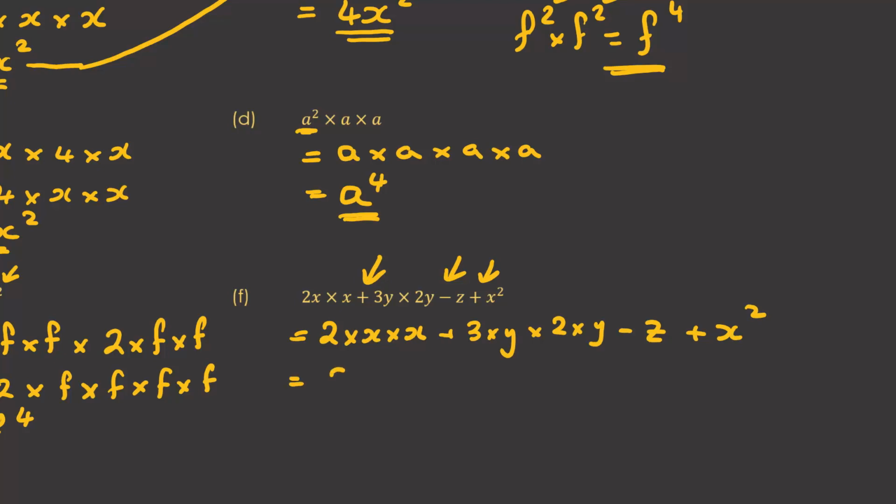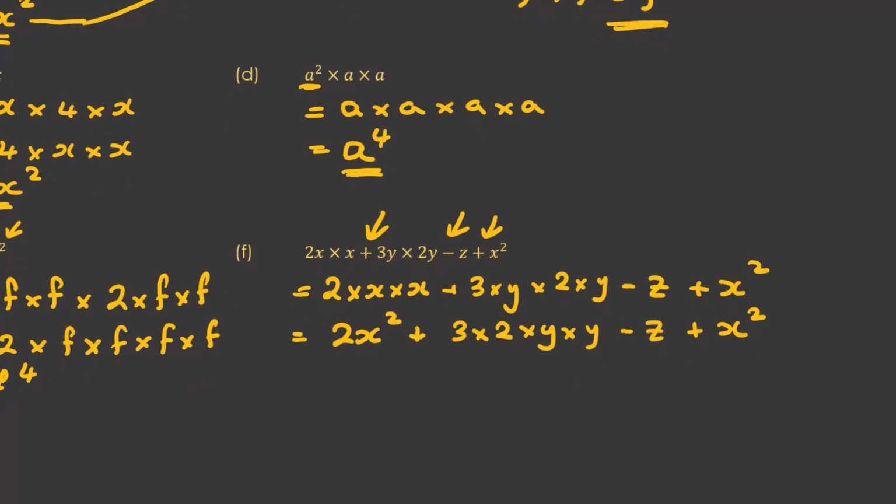This first term is 2x squared. If we look at what happens with this, we can bring the 3 and the 2 together, and then we've got the y and the y. We've got takeaway z and we've got plus an x squared. So with that middle term, that's going to be 6y squared.